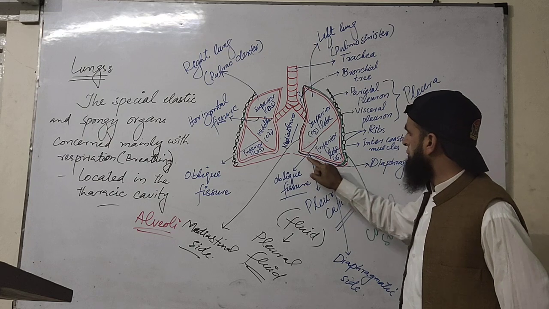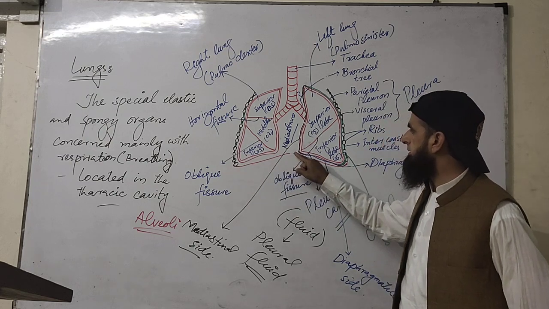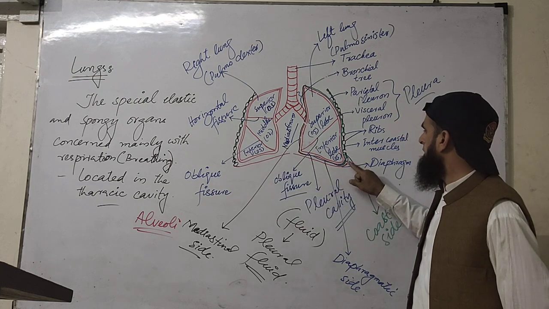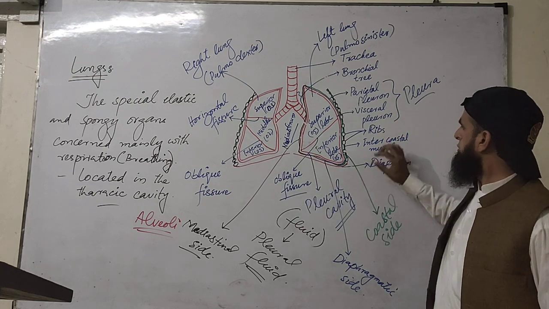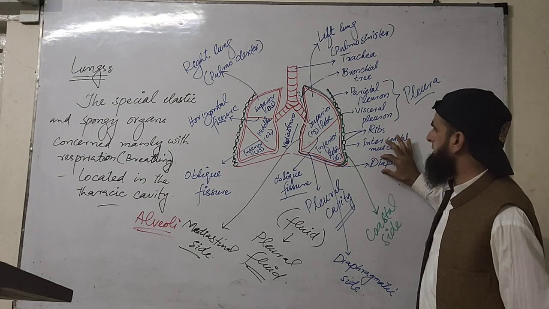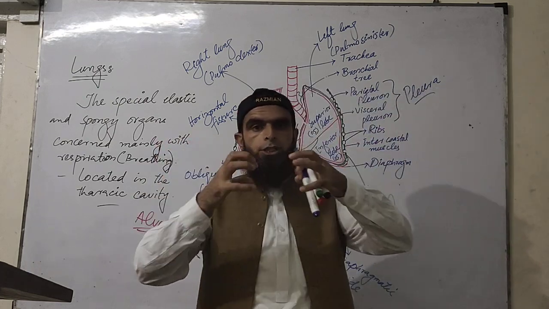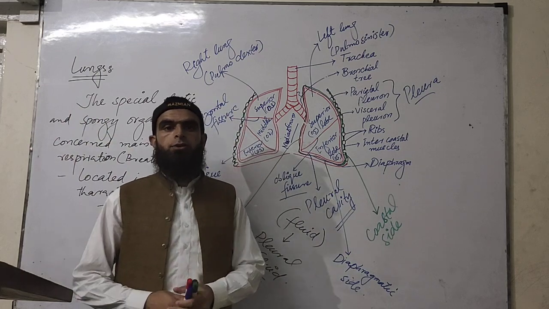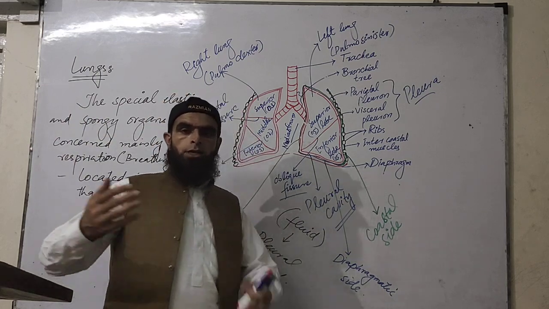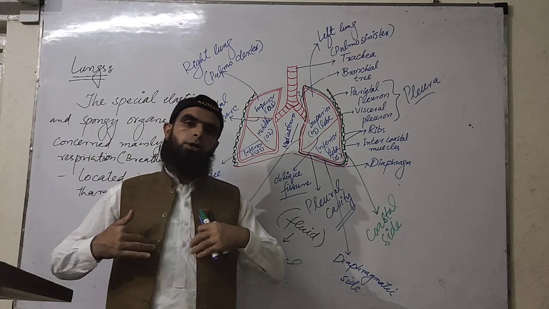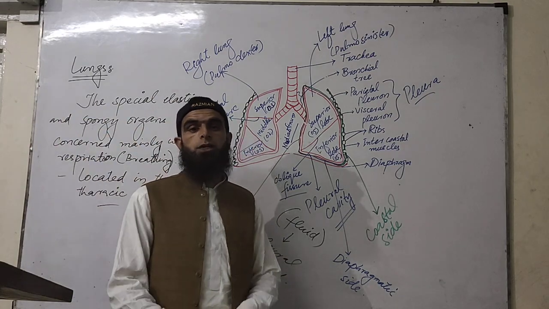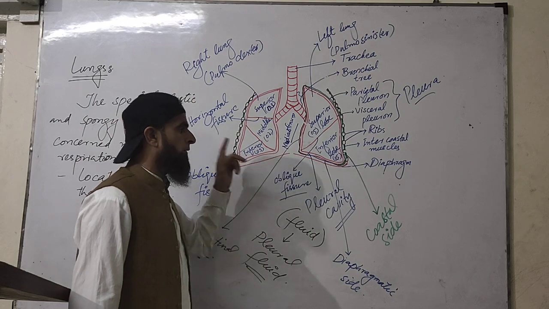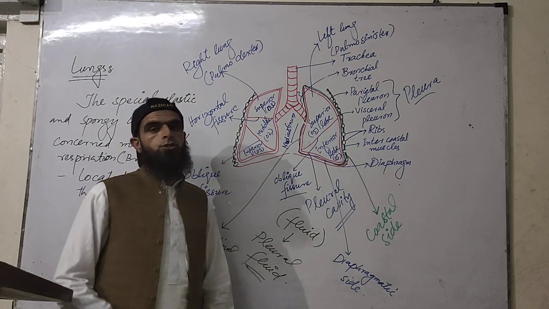Below them is a dome-shaped structure which is made of skeletal muscles. It is a skeletal sheet which is called the diaphragm. So the ribs, intercostal muscles and diaphragm play a very important role in the contraction and relaxation of the lungs during the process of breathing. When we inhale air into the body and then exhale carbon dioxide outside the body, the intercostal muscles and diaphragm perform a very important role.